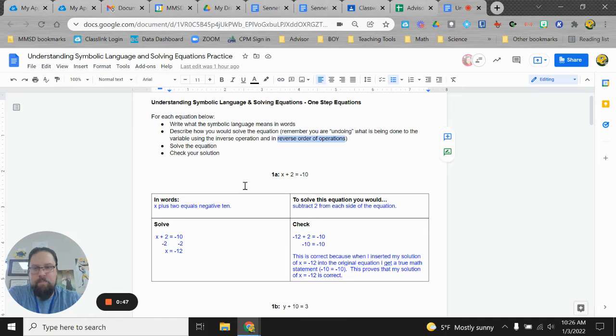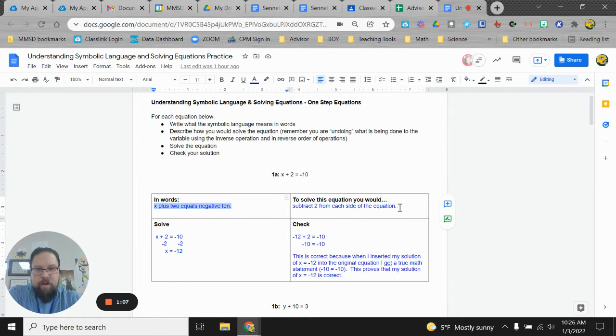So here is what essentially you'll be doing. Here's 1a. I have a simple one-step equation: x plus 2 equals negative 10. So some number that we don't know plus 2 equals negative 10. In words, here's how that's written out: x plus 2 equals negative 10.